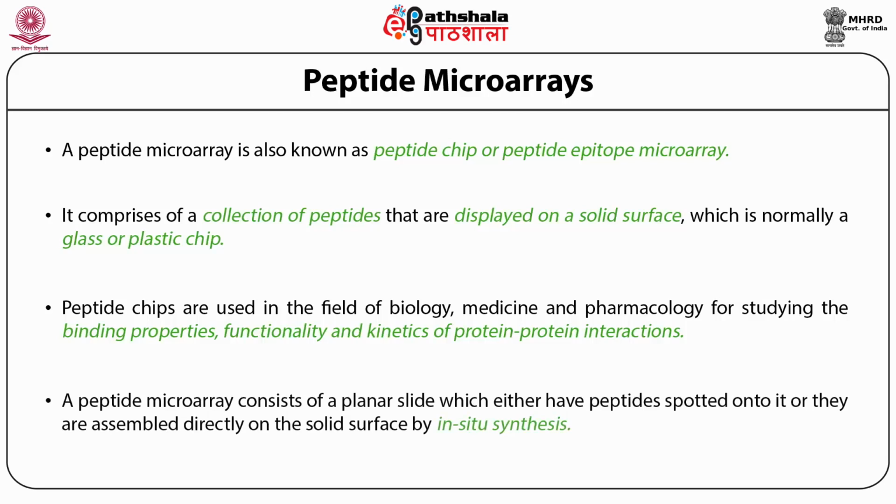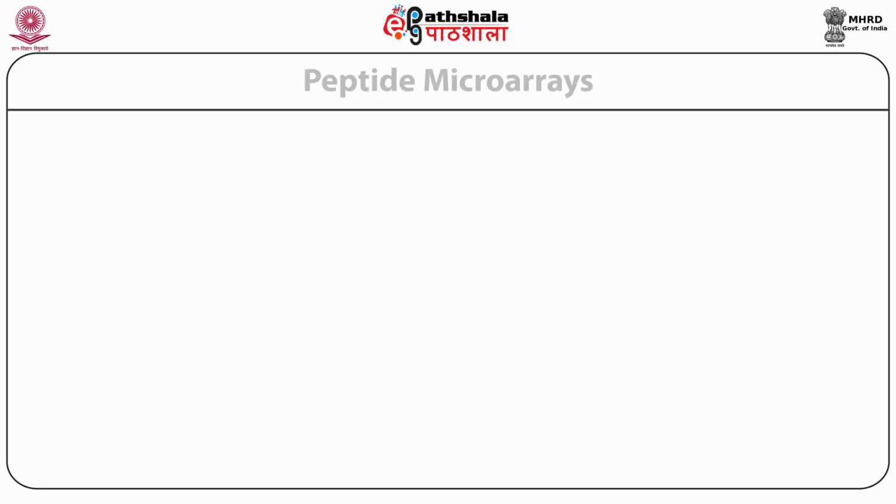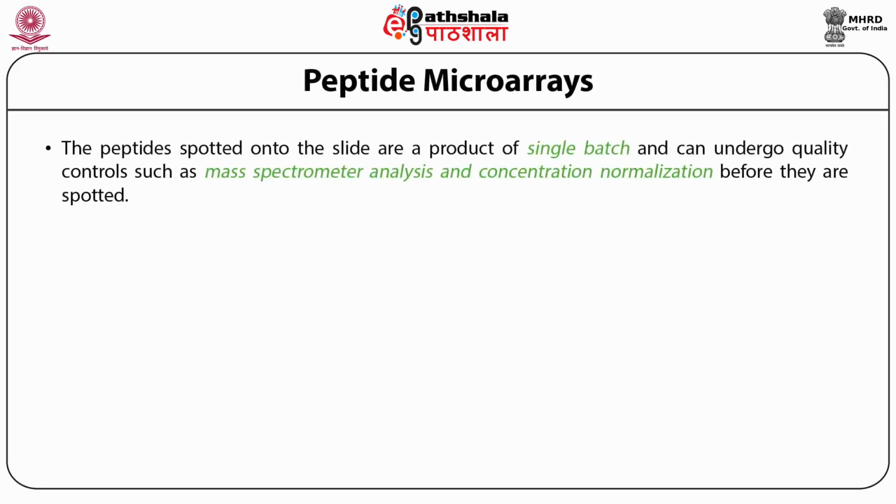A peptide microarray consists of a planar slide which either has peptides spotted onto it or they are assembled directly on a solid surface by in situ synthesis. The peptides spotted onto the slide are a product of a single batch and can undergo quality control such as mass spectrometer analysis and concentration normalization before they are spotted.